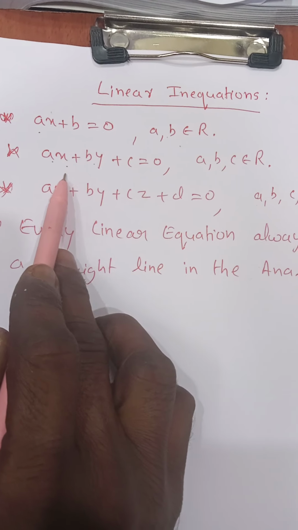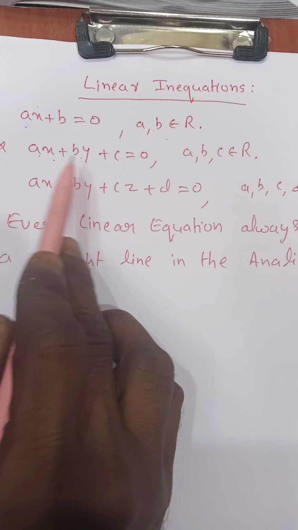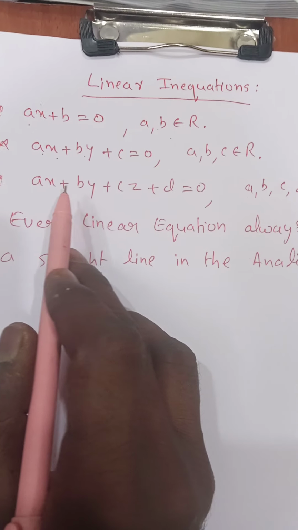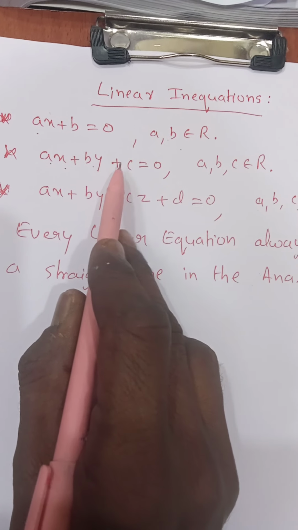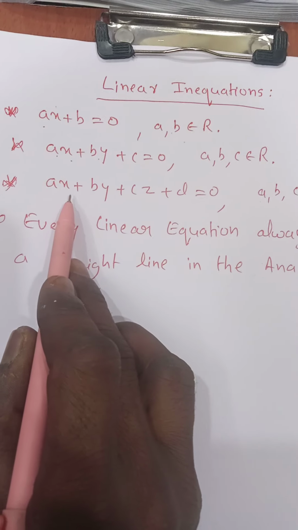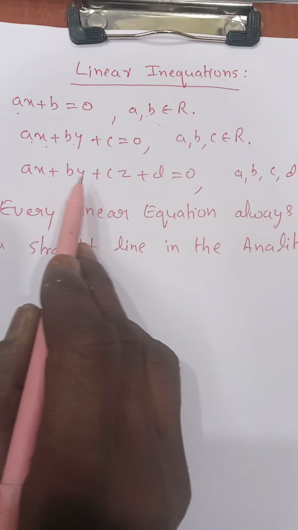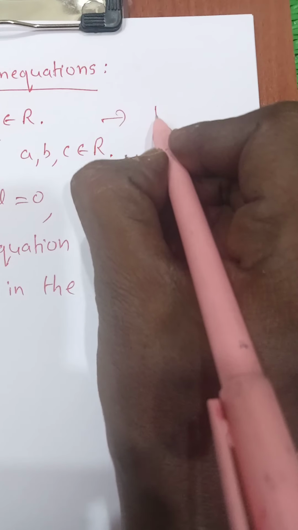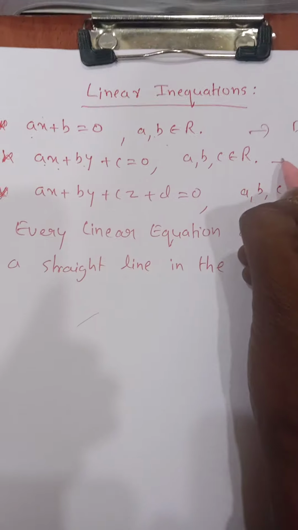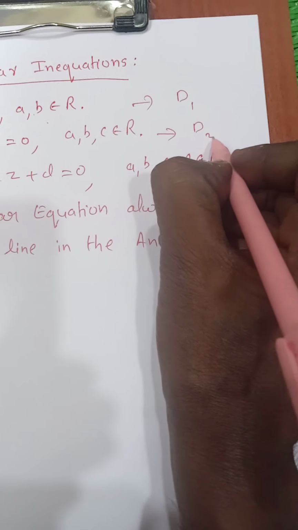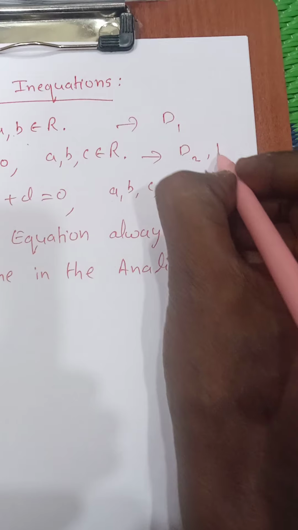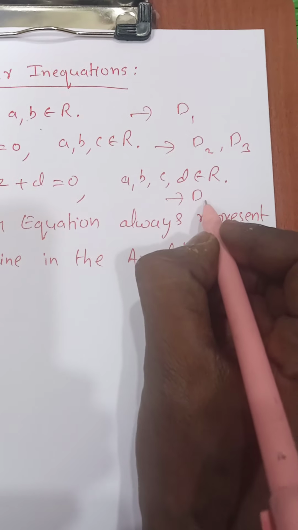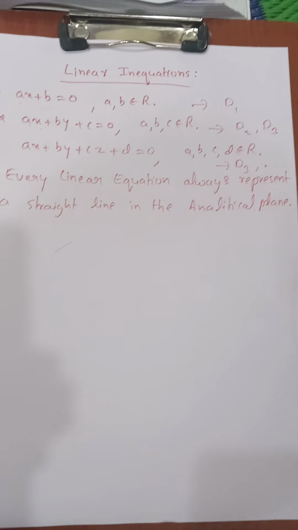The second linear equation, in two variables, we can draw only in a two dimensional plane, and in a three dimensional plane also we can draw it. The third linear equation we can draw only in a three dimensional plane. So the first one we can draw in one dimensional plane, the second in two dimensional or also in three dimensional plane, and the third in a 3D plane. You need to remember it here.